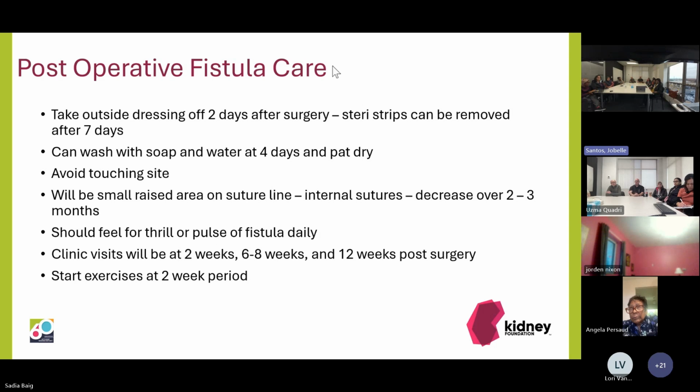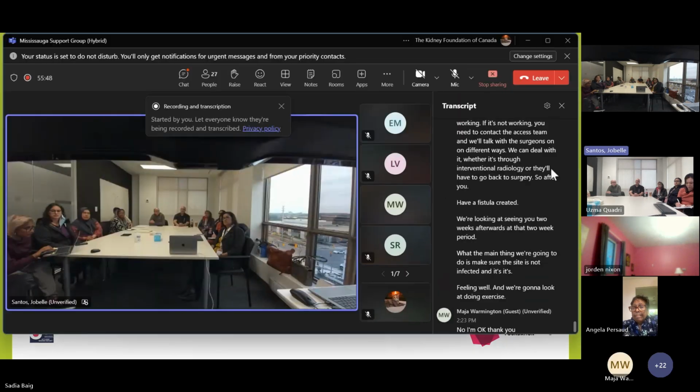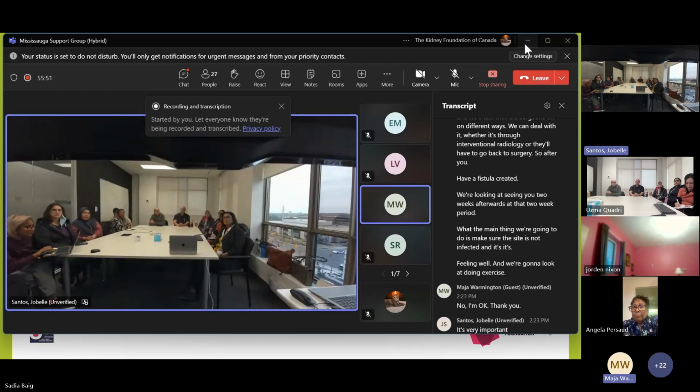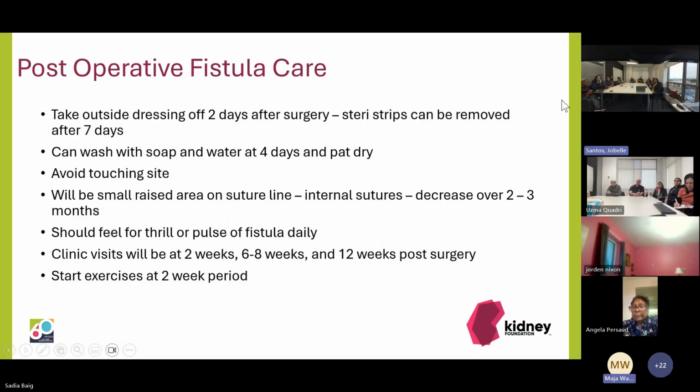So after you have a fistula created, we're looking at seeing you 2 weeks afterwards. At that 2-week period, the main thing we're going to do is make sure the site is not infected, it's healing well, and we're going to look at doing exercise. It's very important to do exercises with the fistula. It's going to make the fistula bigger, and the more exercises you do, the quicker we can actually use it, and it also increases the size. It's very important that you do these exercises when we talk to you at the 2-week period, okay?